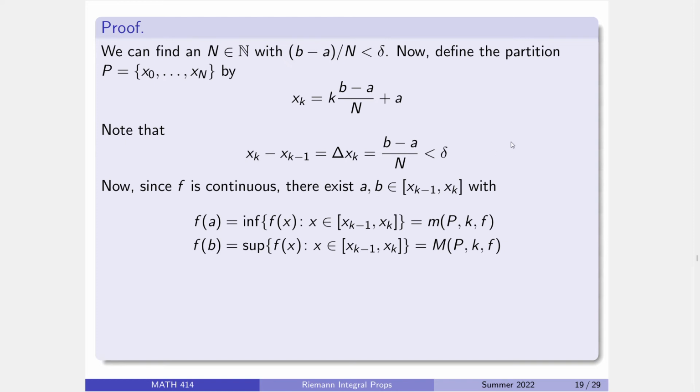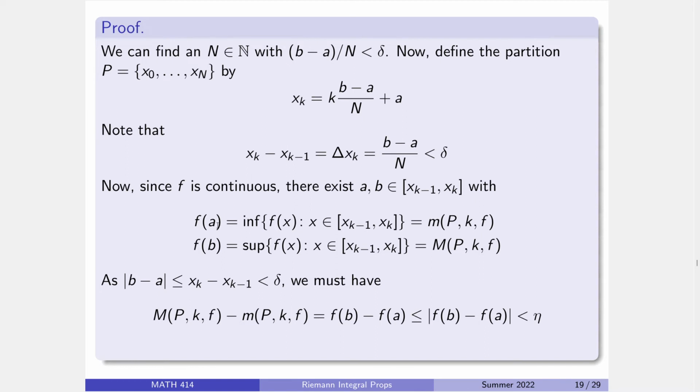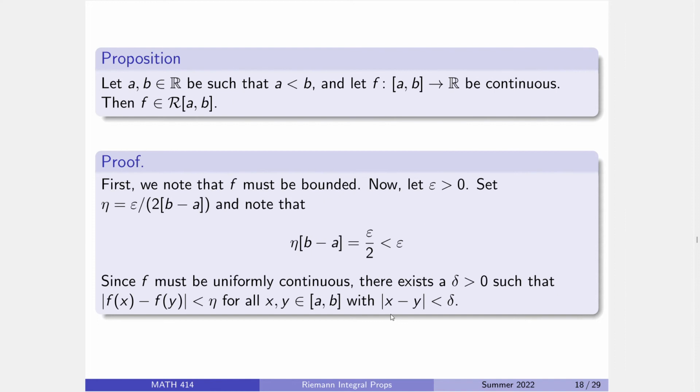Now, by the continuity, we know that on all of the subintervals, we are going to obtain a minimum and a maximum. And note something else, these points that exist, well, they have to live in this subinterval, which means the absolute value of their difference has to be strictly less than delta, which means this difference has to be strictly less than eta. So this is less than eta. And remember that eta was chosen very carefully, specifically so that this holds.